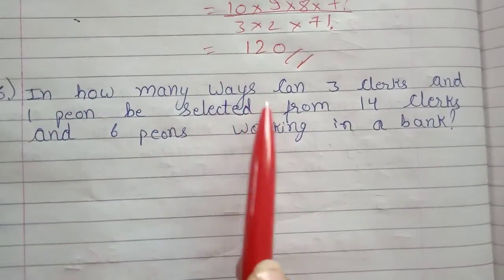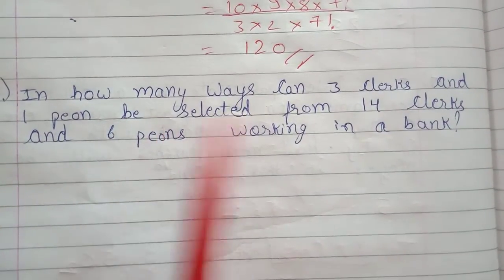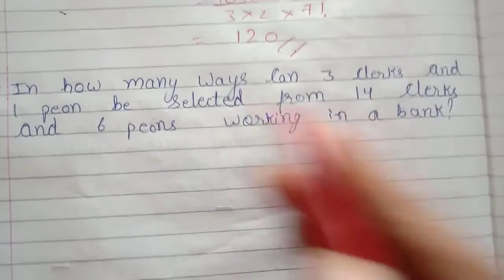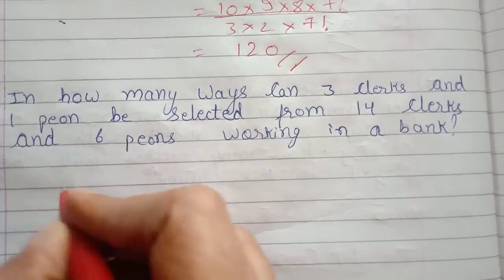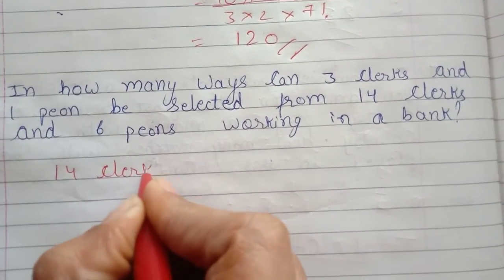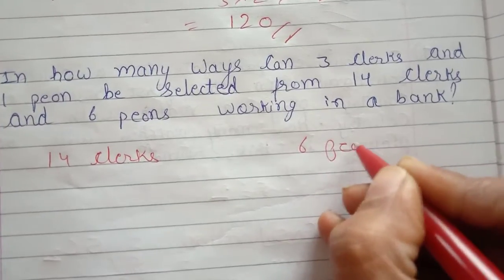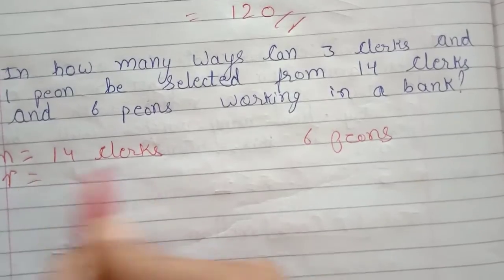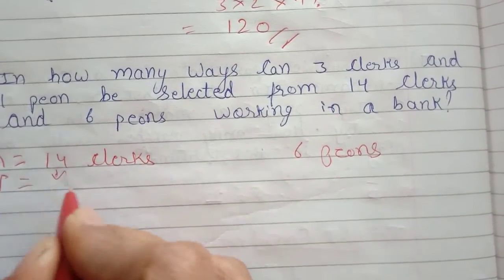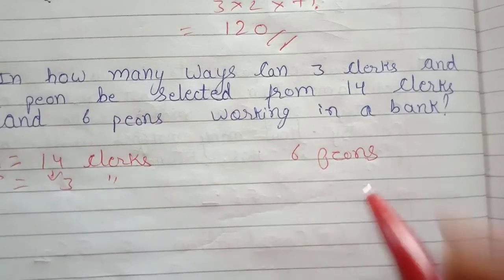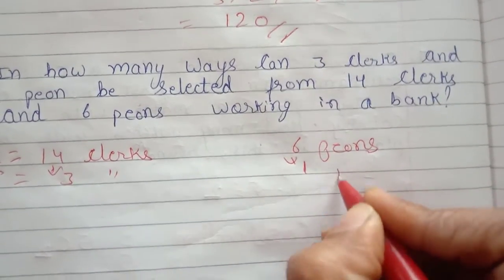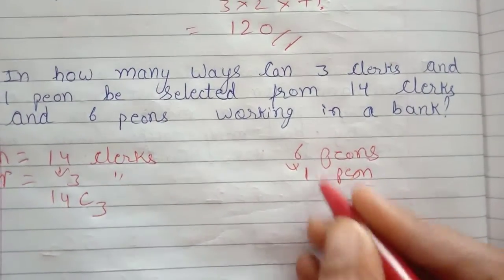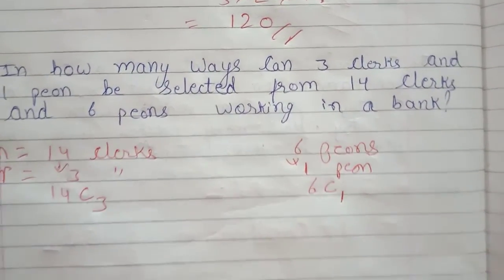Next question: in how many ways can 3 clerks and 1 peon be selected from 14 clerks and 6 peons working in a bank? Now we have 14 clerks and 6 peons. From that we have to select 3 clerks from the clerks, and from the peons we have to select 1 peon. So here our combination will be 14C3, and here our combination will be 6C1.